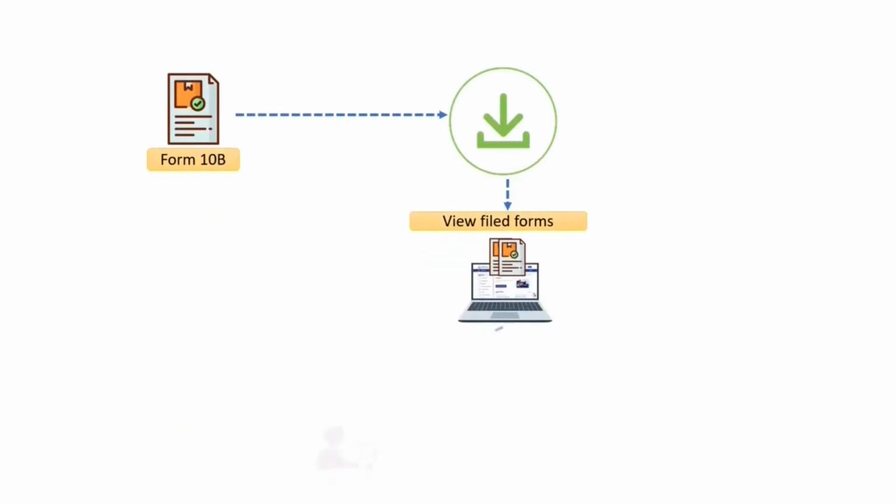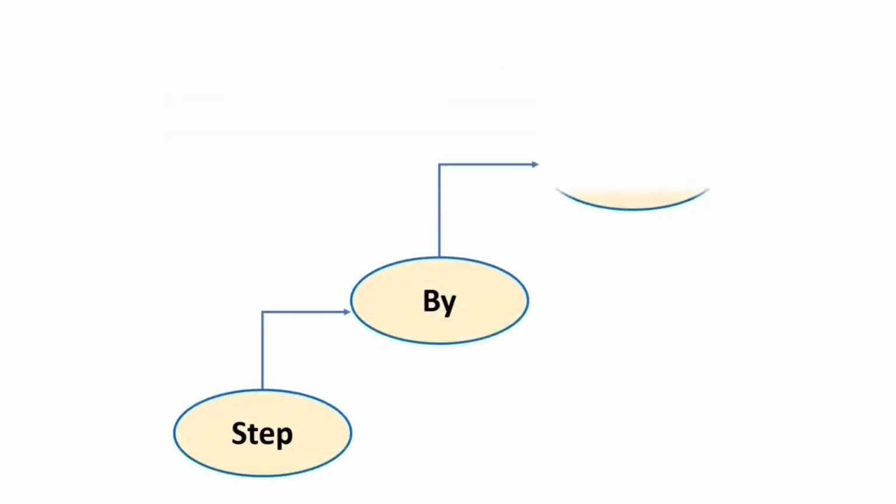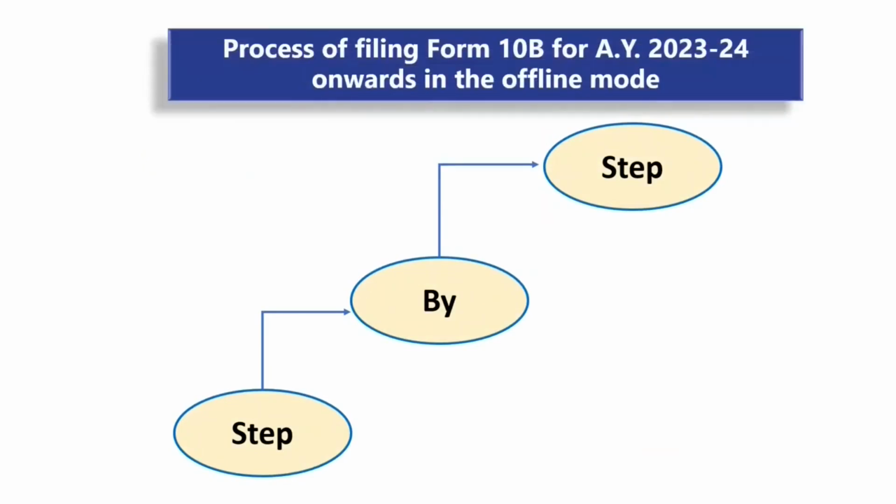Post filing of the form, the submitted form can be downloaded from View Filed Forms functionality for both CA as well as auditee login. Let us now see step by step the process of filing Form 10B for assessment year 23-24 onwards in offline mode. You may refer to the offline utility user manual to learn more.